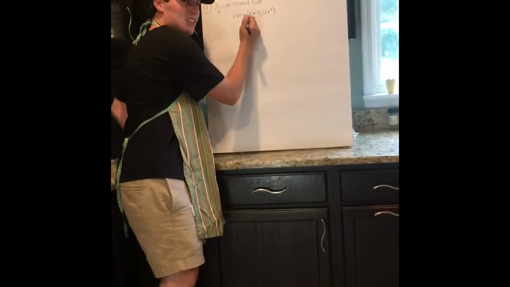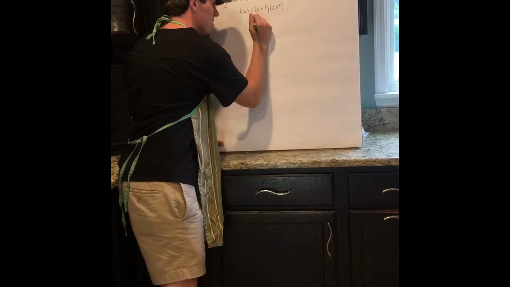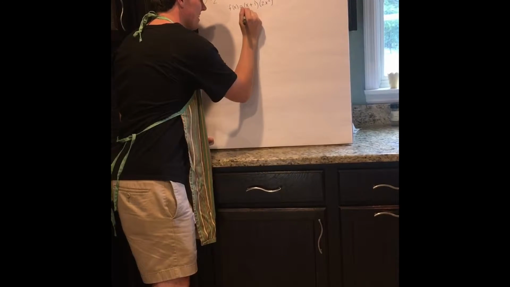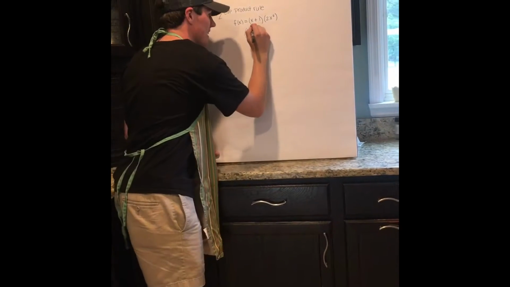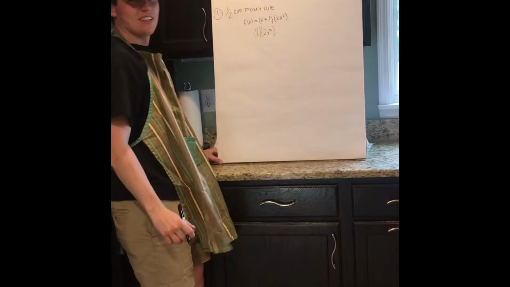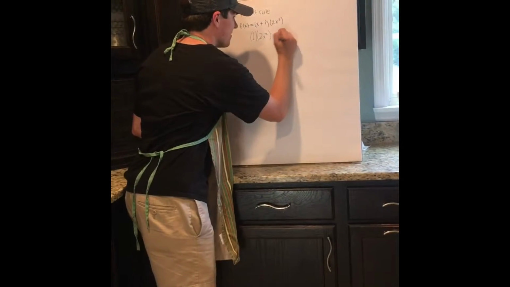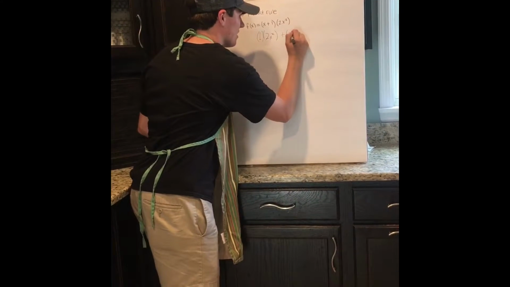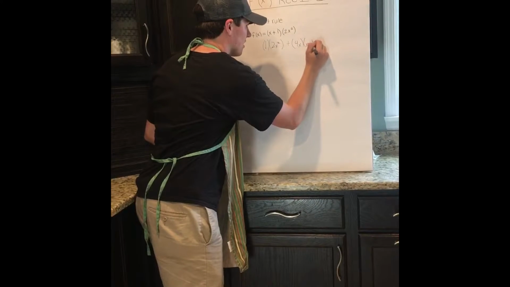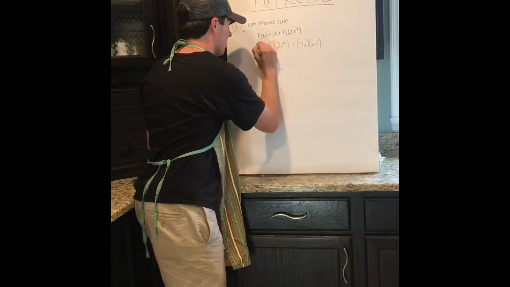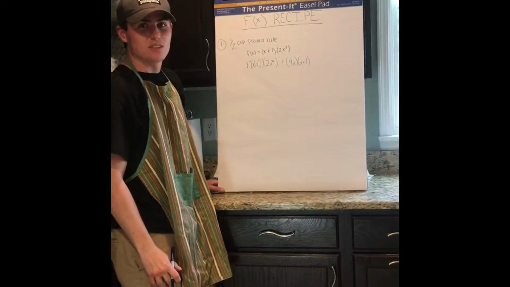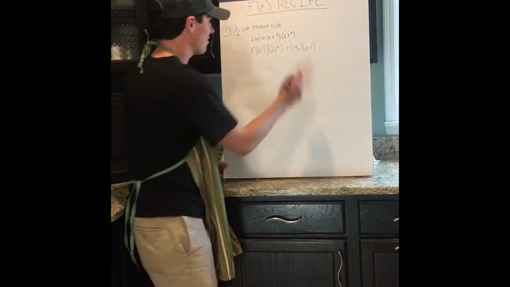First, take the derivative of the first, which in this case will be 1. Then, multiply that by the second. Then, add that to the derivative of the second, which in this case will be 4x, times the first. And there's your derivative. Now, if you want, you could simplify.